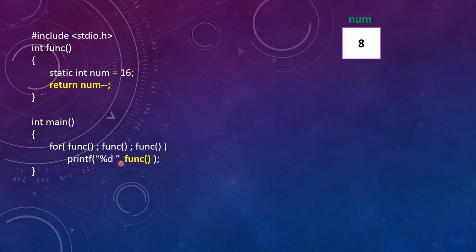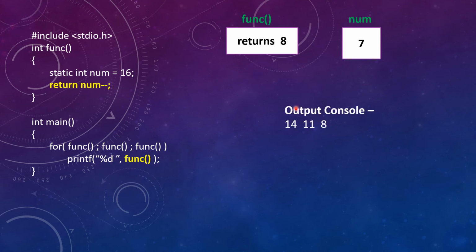So inside the for loop, as you can see, again a function call is happening. So again a function call will happen, and now we will return num minus minus. So 8 is returned and the value of num is decremented by 1. Okay, so as we can see 8 is returned, so now we have to print that on the output console. So now we are having in the output console 14, 11 and 8. Okay, as of now. Now again we need to do the same process.